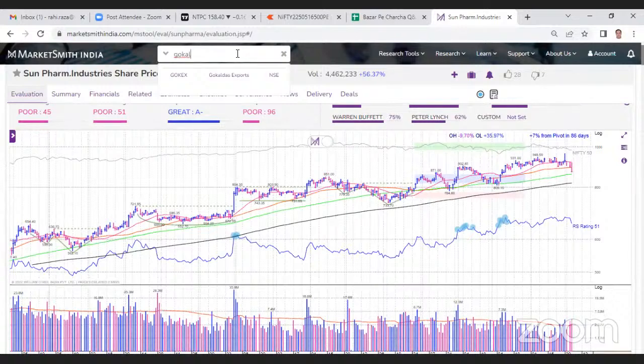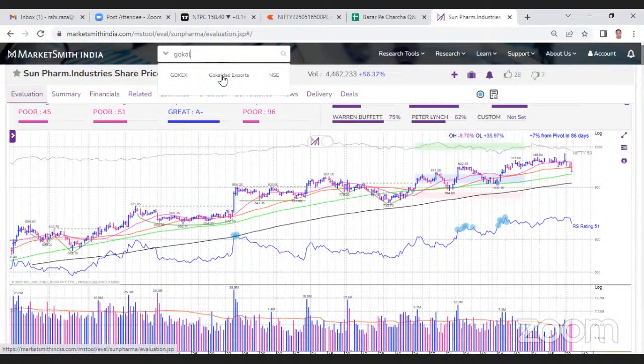If I talk about levels, in the next few days it may fall toward the 800 kind of level. So yes, there is a breakdown. I'm not denying that, and it may fall further from here to 850 to 800 kind of levels.